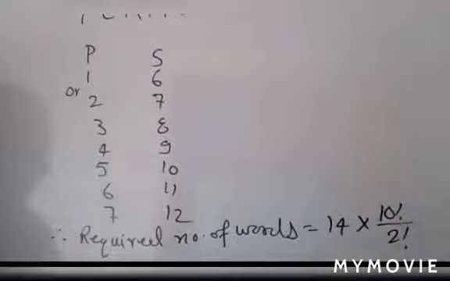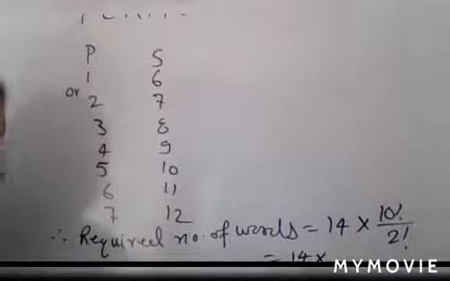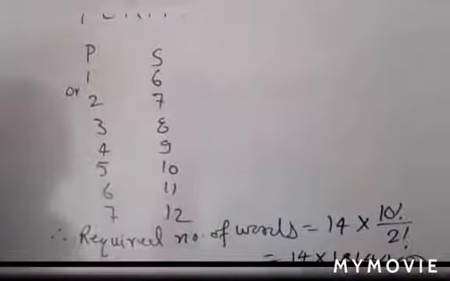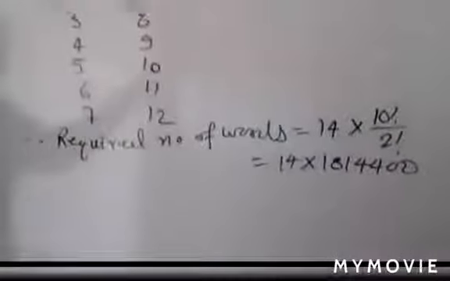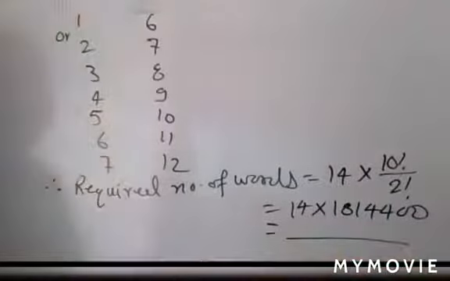And you find the value of 10 factorial upon 2 factorial. So put it there, 1814400. So you already solved the value of this one. Just multiply these two and you will have your answer. Understand?